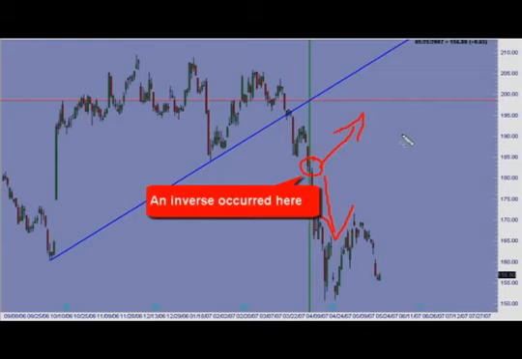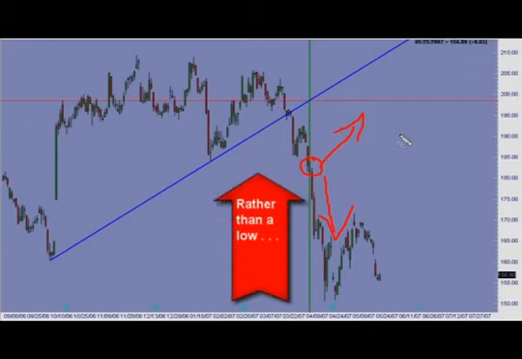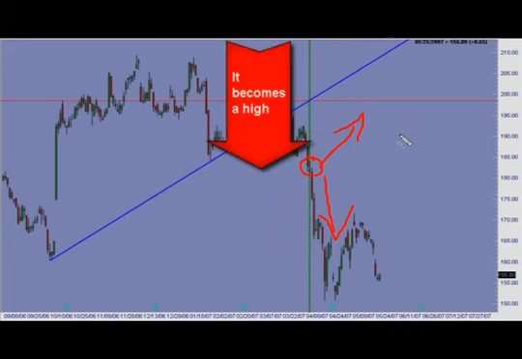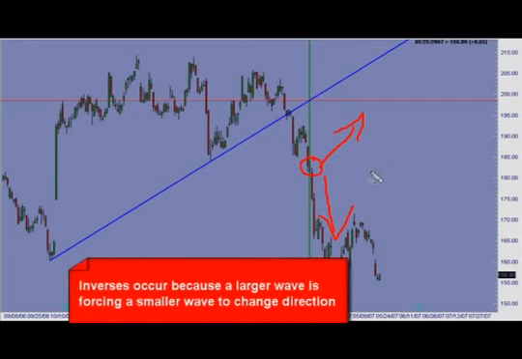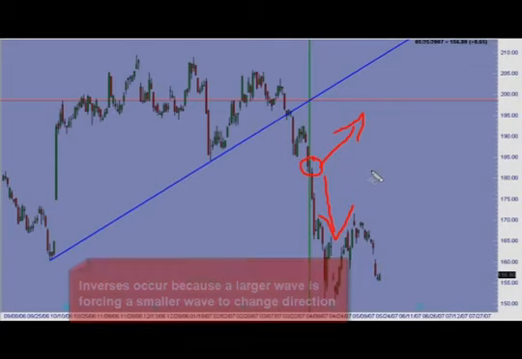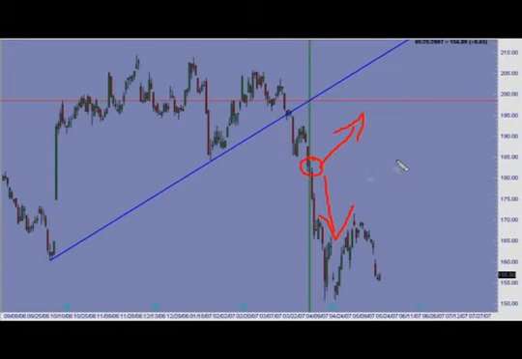This is where a wave pattern, rather than reaching a low, flipped over and it became a high, continuing the downward pattern. Inverses occur usually because a larger wave is forcing it to change direction. In order to compromise and to compensate for the larger wave pattern or movement, it must flip direction and adjust accordingly. To understand a little bit how this works, let's look at another chart example and see how our individual wave behaves when it runs up against a brick wall.